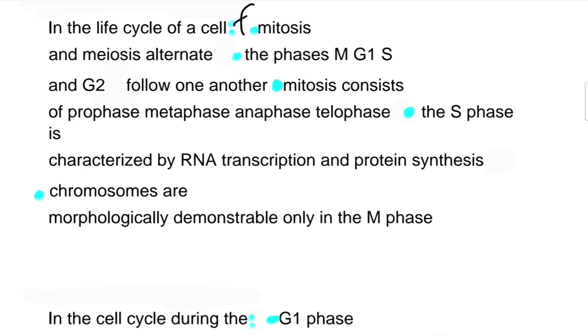The phases M, G1, S and G2 follow one another. This is correct. Mitosis consists of pro, meta, ana and telo. This is also correct. S phase is characterized by RNA transcription and protein synthesis. This is so wrong, because the replication of DNA happens in the S phase. Chromosomes are morphologically demonstrable in the M phase. This is wrong.